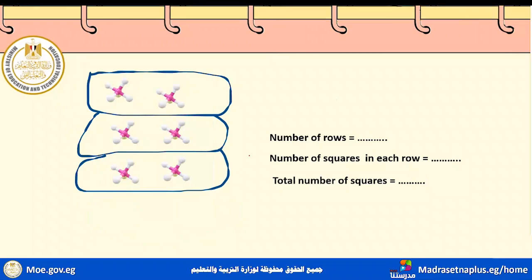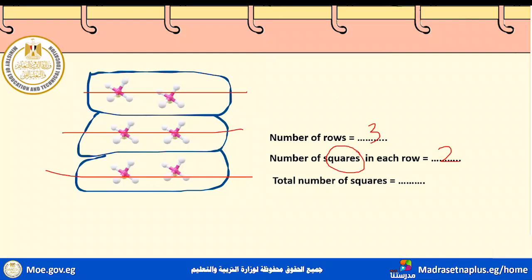In the opposite figure, we can see an array. Why? It consists of rows and columns. How many rows? It's easy to count. I told you before, a row comes from left to right. 1, 2, and 3. So the number of rows equals 3. How many objects in each row? 1, 2. In each row, 2. Total squares for the previous questions. Okay. The total will be 6.